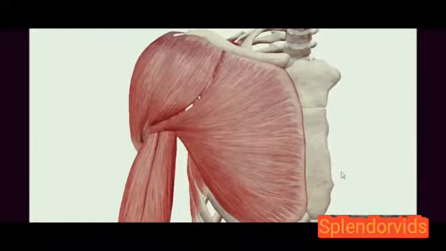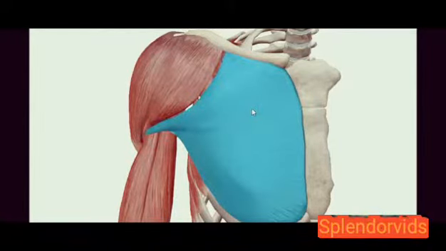Welcome dear students. In this video we will discuss the origin, insertion and actions of the muscles of the pectoral region. Now we want to be oriented by muscles present in this view. First of all, this is pectoralis major muscle.